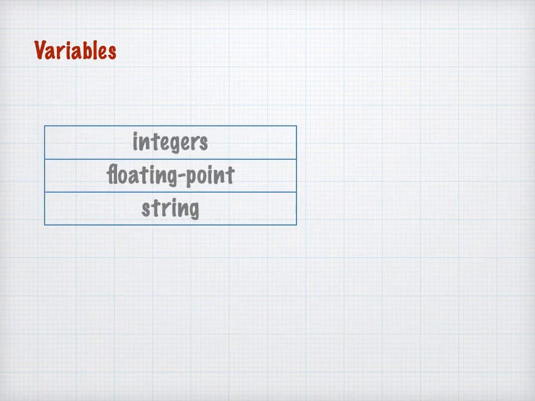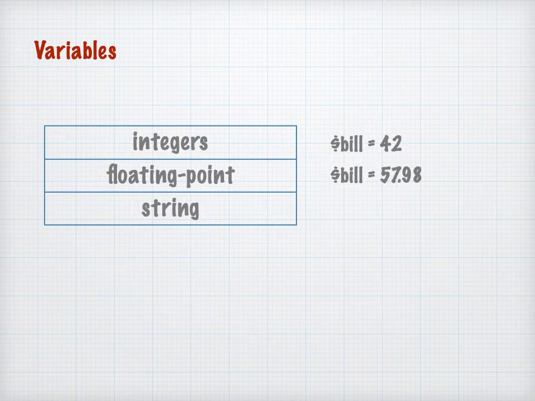So here are some variables. For example, bill equals 42, we're storing an integer, a whole number. Bill equals 57.98, we're storing a floating point number. And bill equals no payment, well, that's storing a string of characters. And remember, when it's a string, we have to wrap the start of the string with quotes, and the end of the string with quotes, so it looks like that.